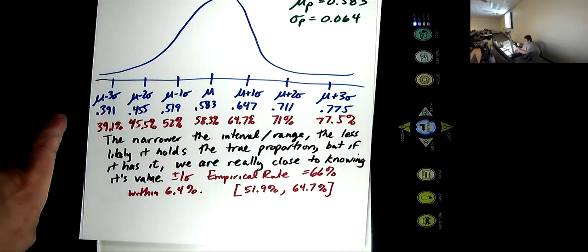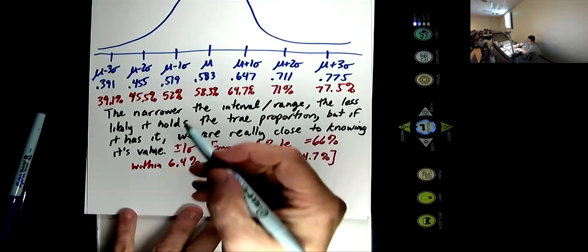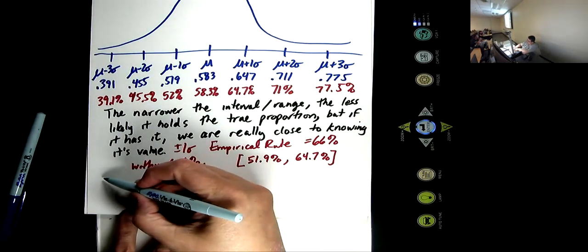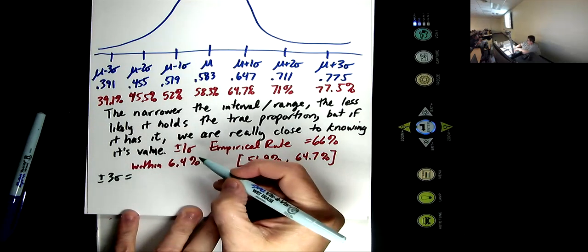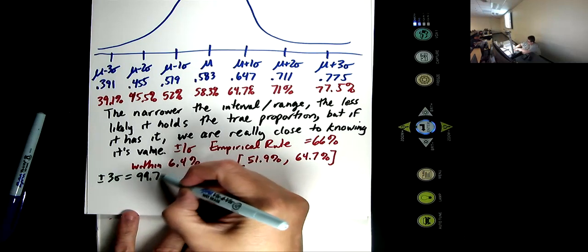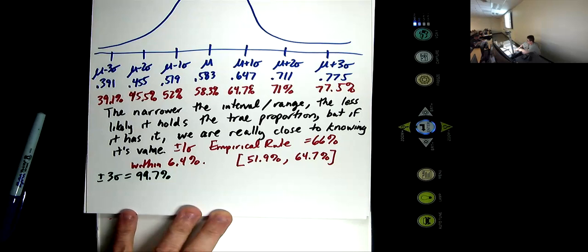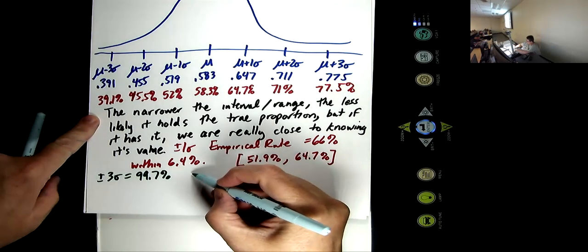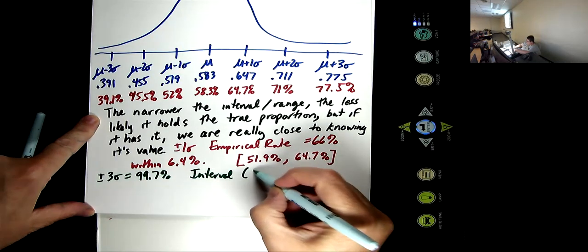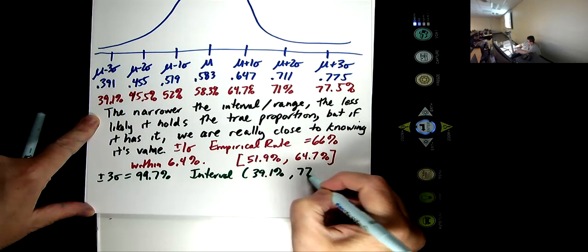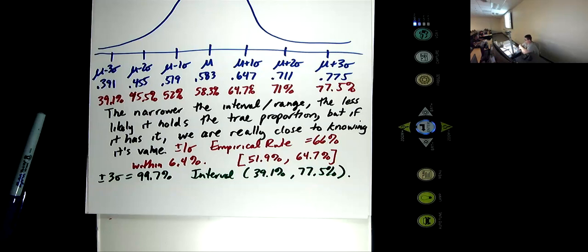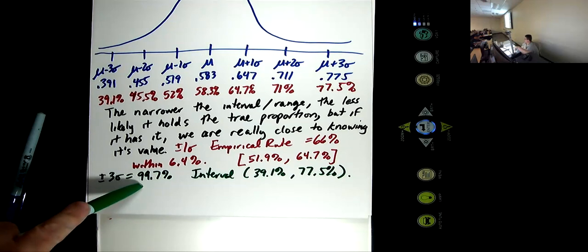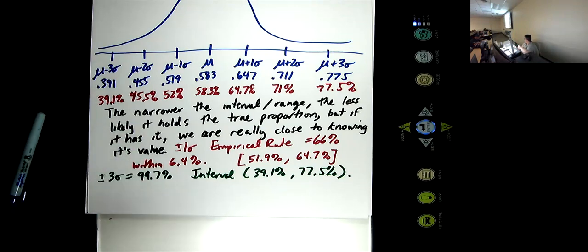What if we go big though? What if we go 3 deviations? Like 3 deviations covers a lot of this picture, right? Plus or minus 3 deviations. Was that 99.7% by our empirical rule? And we would have our interval would be 39.1% to 77.5%. This is a big percentage of the area. There's a good chance when we've got something this big that our bell curve actually captures the real number.